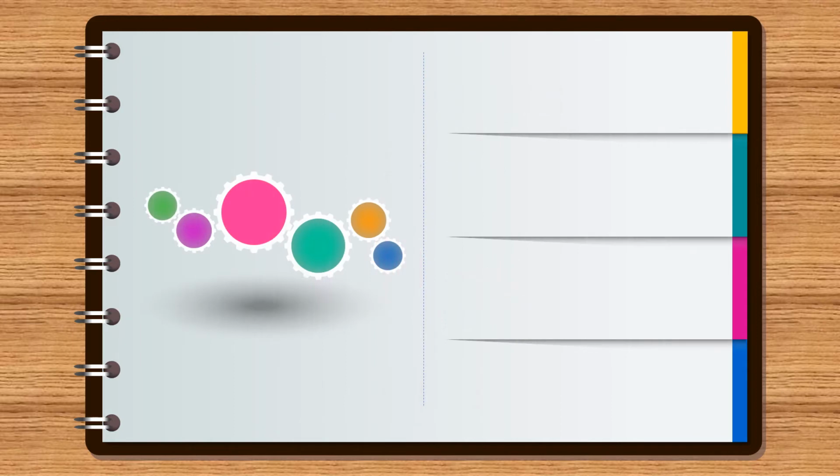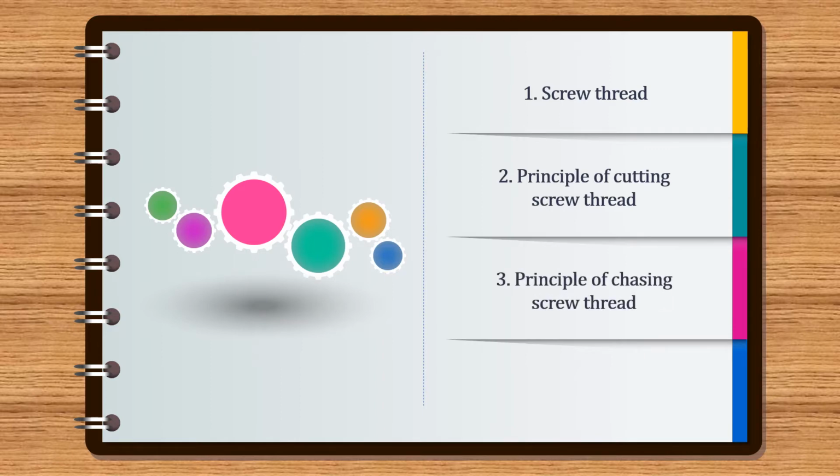In week number 36, we are going to discuss the topics of: 1. Screw thread. 2. Principle of cutting screw thread. 3. Principle of chasing screw thread. And 4. Setting tool for cutting internal and external threads. In today's class, we are going to discuss the topic of principle of cutting screw thread.